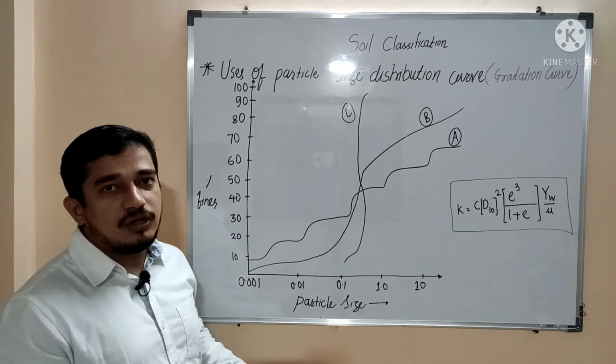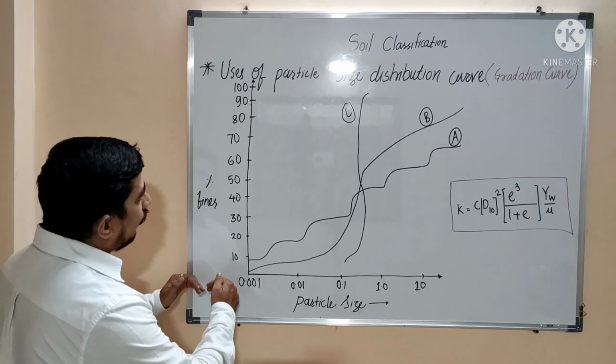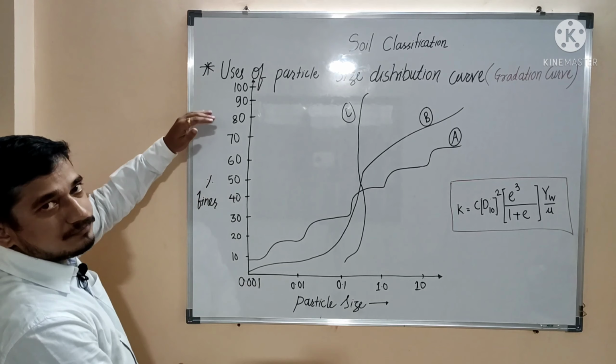As you see this A particle size distribution curve, you will see that there are humps. These humps indicate that some sizes of the soil particles are missing. So such a soil is considered as a skip graded or ill graded. Another curve, if we consider B, it is covering all particle size range and it is also covering all percentage finer.